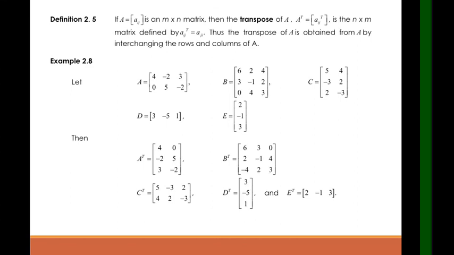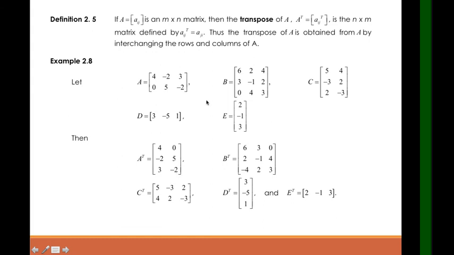Example, we have here different matrices. Okay, we have A, B, C, D, and E. Now, the transposition of matrix A, or A raised to T. Kung napapansin nyo, yung technique dyan, ganito lang. Yung first, yung row, gagawin mong column. So, 4, negative 2, 3. Gagawin mo siya. 4, negative 2, 3. 0, 5, negative 2.